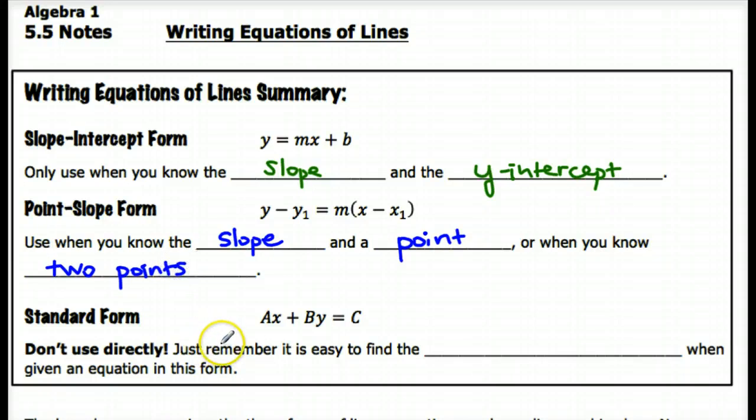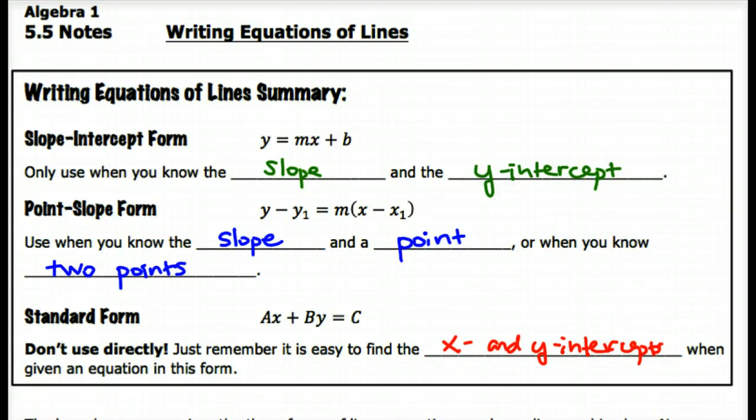Finally, we've just most recently been talking about standard form. That's the form that we don't really use directly to write the equation of a line, but we do want to remember that it's very easy to find the x and y intercepts whenever you're given an equation in standard form.